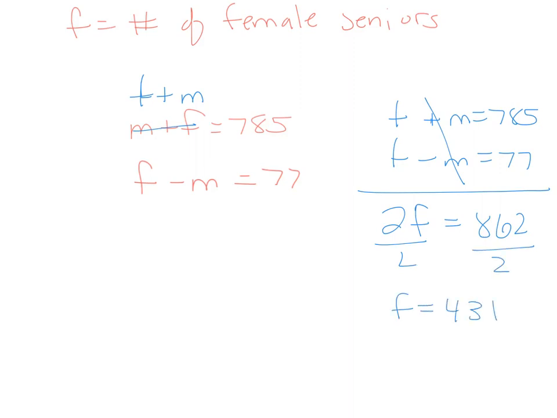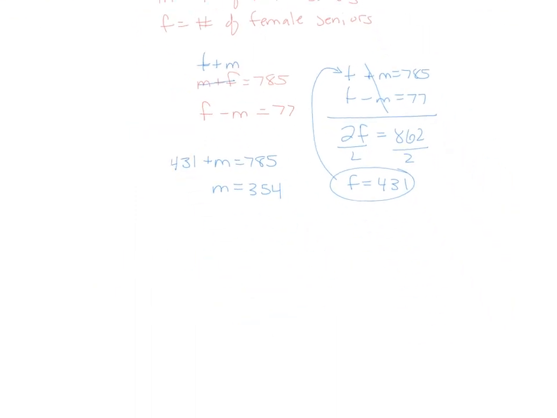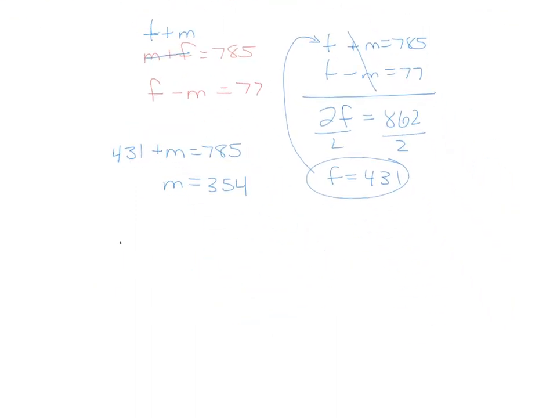Now we've still got to figure out what our males are. So let's go ahead and just take a second, plug that back in. So I've got 431 plus male equals 785. So now I'm going to subtract that 431 off, and I'm going to end up with 354 males. Okay? All right.